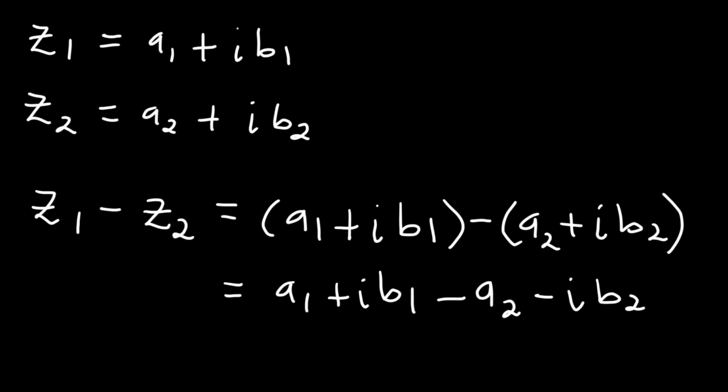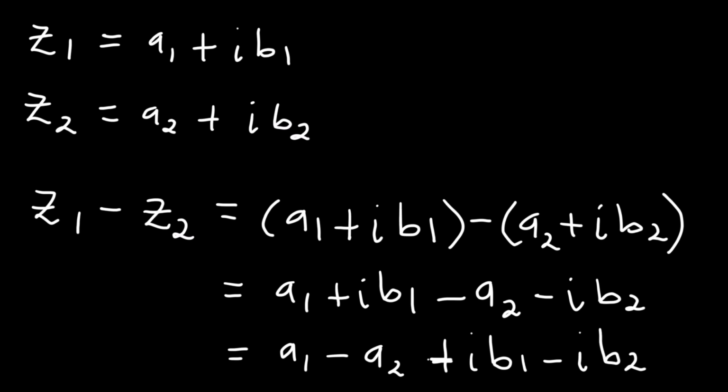And at this point we can collect like terms. So this will be equal to a1 minus a2 and then plus i b1 minus i b2, and this will be equal to a1 minus a2 and then plus. Now if we pull out i, we shall remain with b1 minus b2.